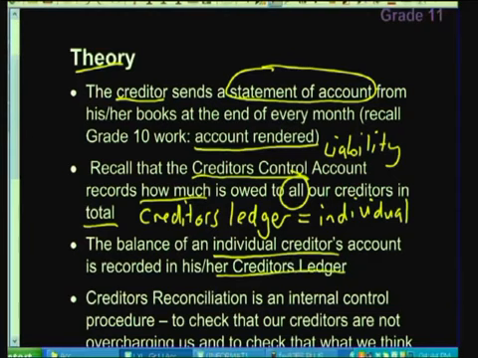What's very, very important to remember, mindsetters, is that your creditors control account has to balance with all of your individual creditors. So you add up all your individual creditors at the end of the month and get a total, and that total has to match your creditors control account in the general ledger. Individual creditors have to add up to the total.